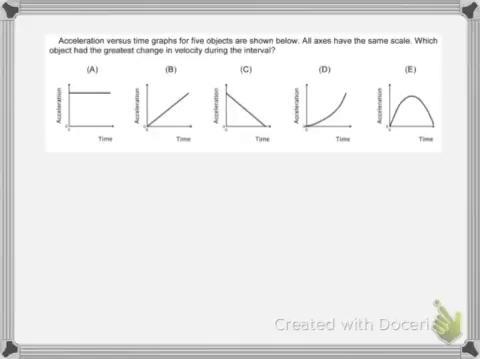And here is the first question that we have. It says, acceleration versus time graphs for 5 objects are shown below. All axes have the same scale. Which object has the greatest change in velocity during the interval? So we need to find the greatest change in velocity during the interval. But beforehand, we need a specific knowledge about that question. First of all, we are talking about the change in velocity. That means we are talking about delta v here.